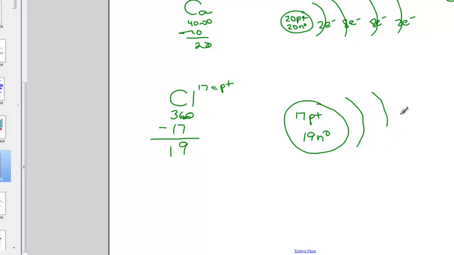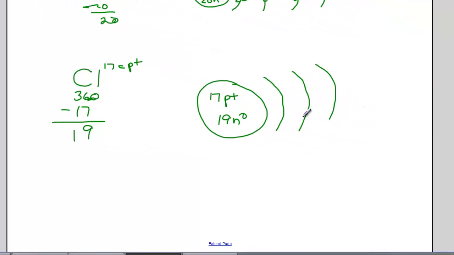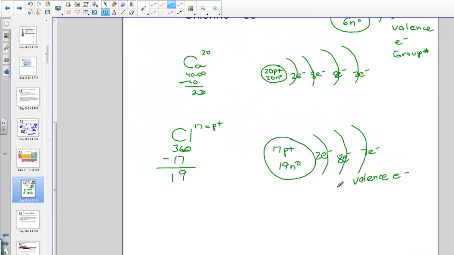We said chlorine lives in period 3. First energy level can hold up to 2 electrons. Second energy level can hold up to 8 electrons. There's 10 so far. And we knew, based on the position where chlorine would live, there would be 7 more electrons to place in that third energy level. This is known as a valence electron, the electrons in the outermost energy level. These are what are interesting for a chemist because they're the electrons that are going to be involved in bonding.